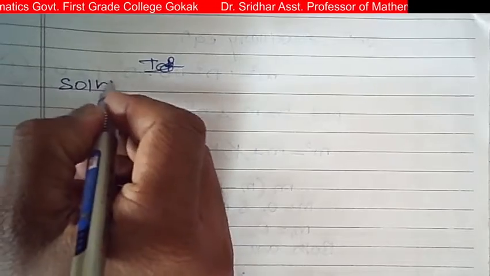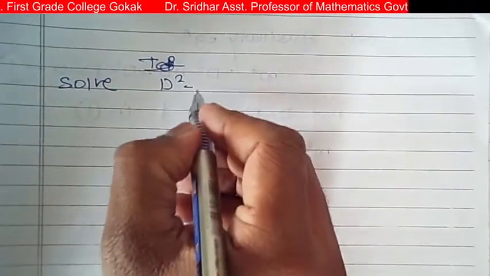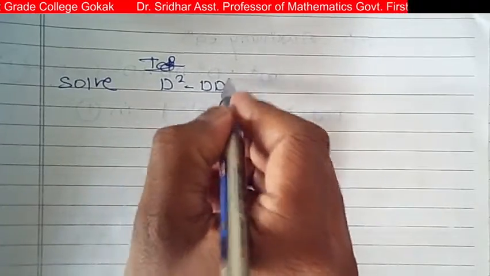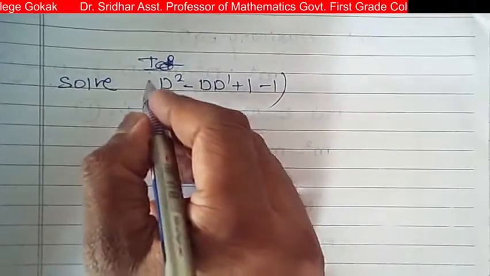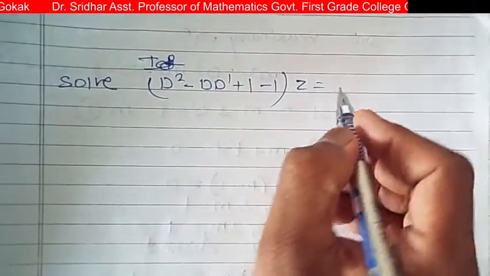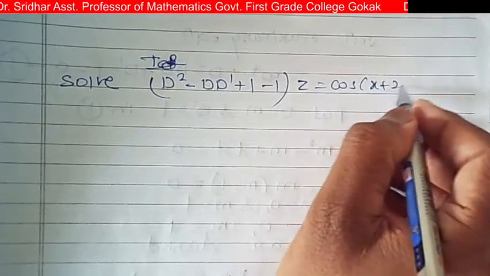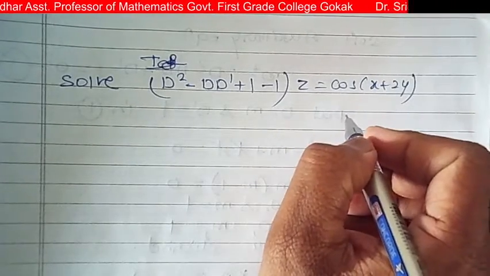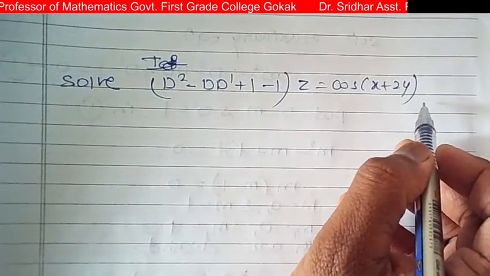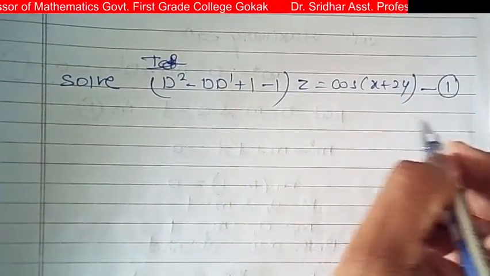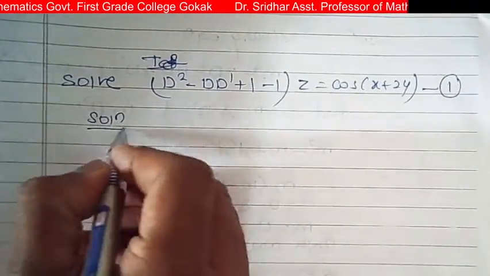Solve D square minus DD dash plus D dash minus 1 into z equal to cos of x plus 2y. So this is the given problem. Call this equation 1. Now we find the solution.